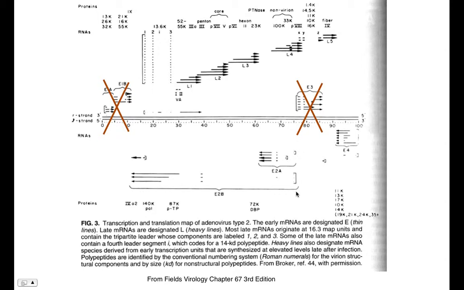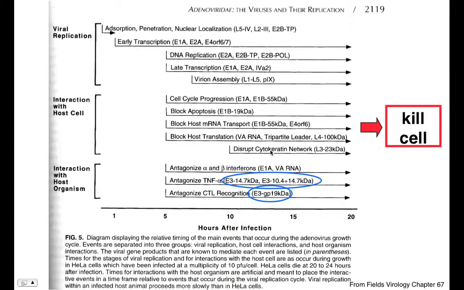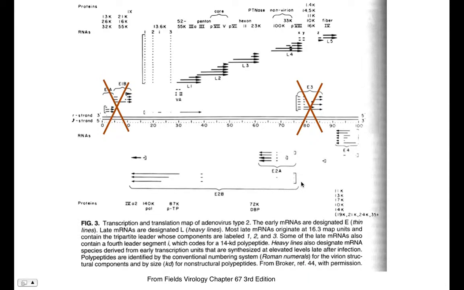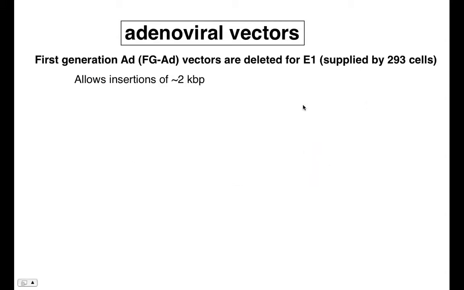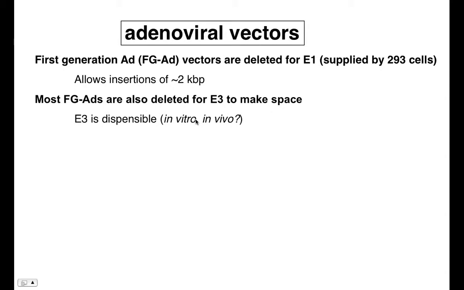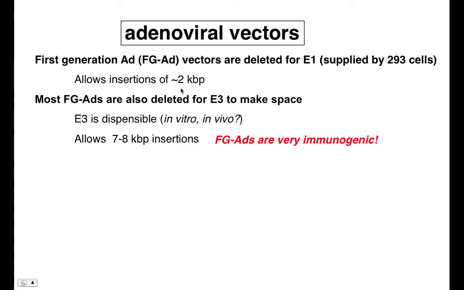I realized I didn't explain this. E3 can be knocked out, and it's shown here, without hugely detrimental effects to the virus. So if you're going to knock out something in adenovirus to be able to put a transgene in, E3 is a pretty good choice. So that's entirely a space-making move. It's not because E3 is super necessary. That allows up to 7 to 8 kilobase pairs, which is much better than just 2.